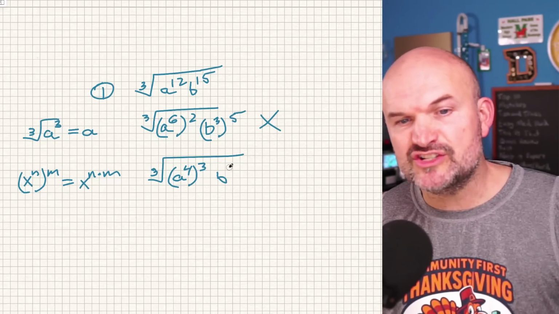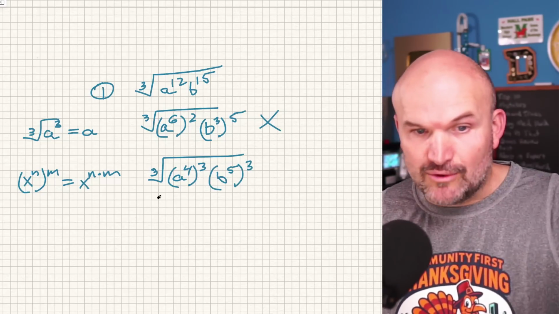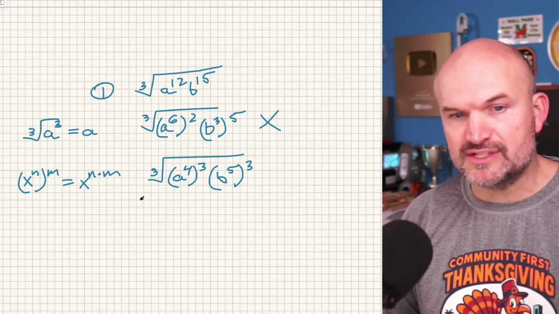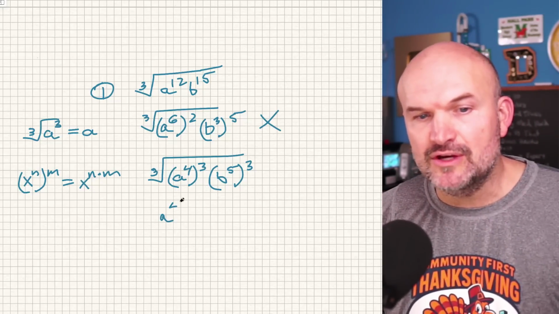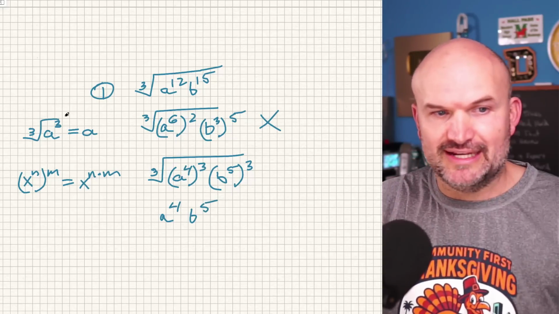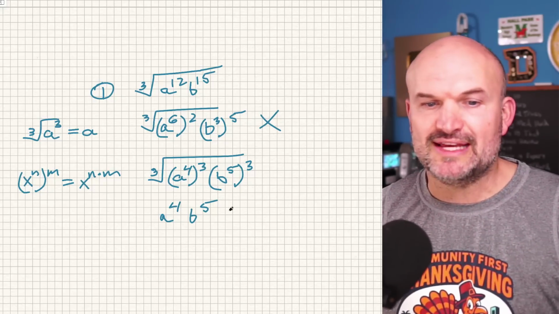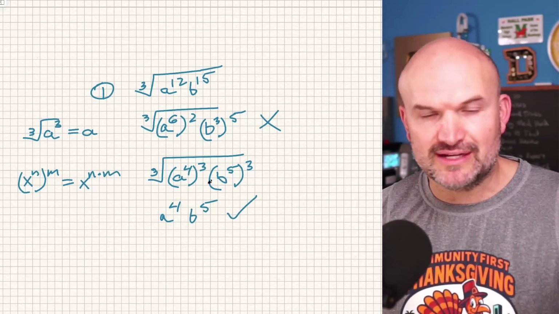Here, all I simply need to do is rewrite this. So it's b to the 5th cubed. Now, when I introduce the cube root of both those expressions, I'm just going to be left with a to the 4th and b to the 5th. Following that idea, the index and the power are inverse operations of each other. So we're just left with a to the 4th, b to the 5th. Very common mistake.